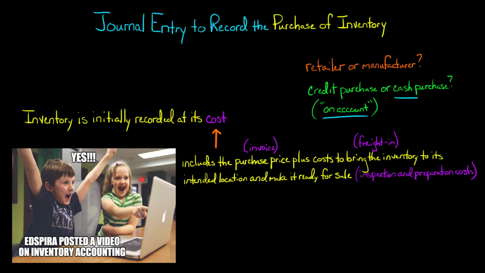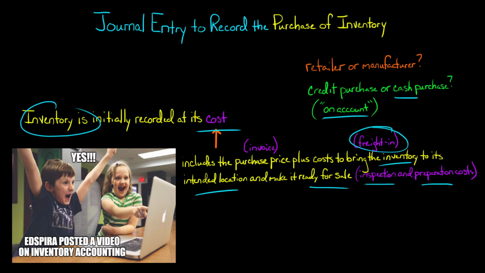But what is going to be common across all the transactions is that inventory is initially going to be recorded at its cost. And remember that the cost of the inventory includes not just the purchase price that appears on the invoice, but also any costs that are incurred to bring the inventory to its intended location, which we typically call freight in. Okay, so shipping costs to get it to a warehouse or to the company's store, and to make the inventory ready for sale. So any inspection or preparation costs.